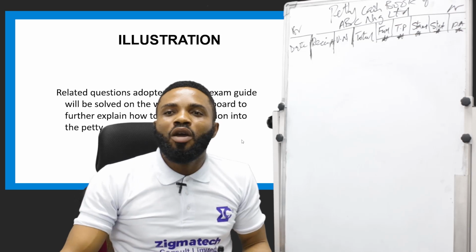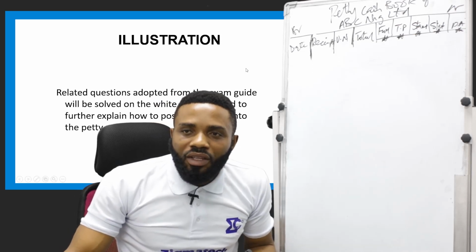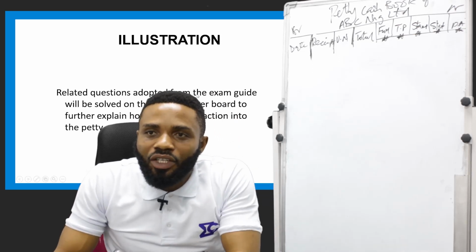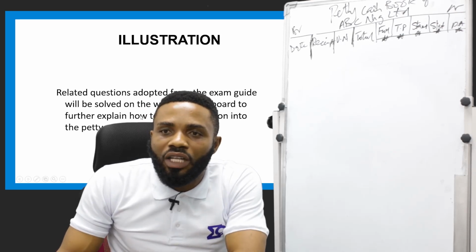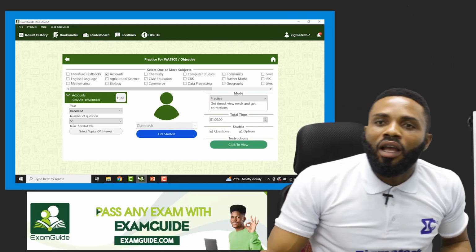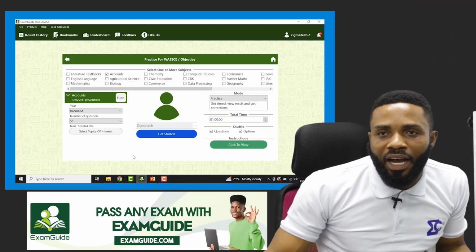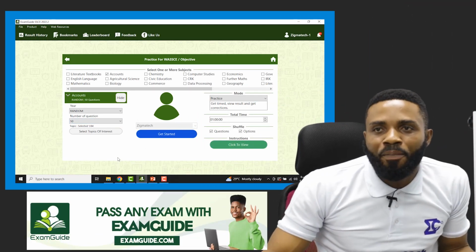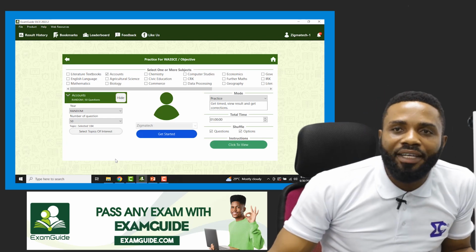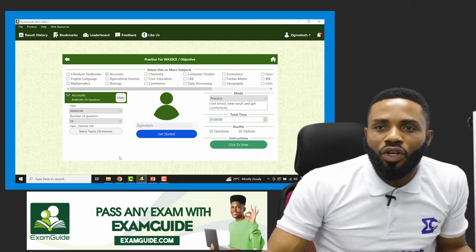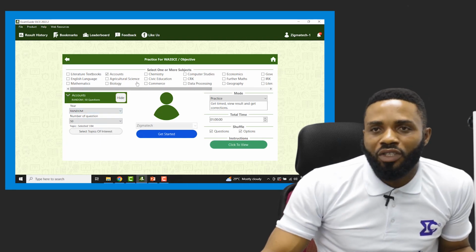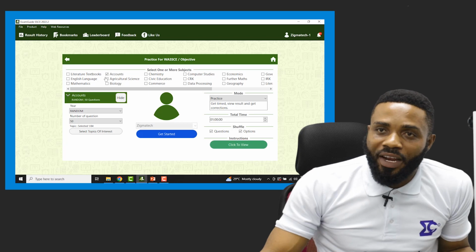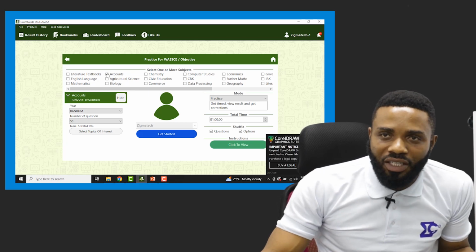So very quickly, we want to go to our exam guide to see if we'll be able to get questions that will help us explain further what we have said so far. Now, when you click on the exam guide, you see this that is showing on the screen, and then you see options for subjects. You see we are doing financial accounting. That is why account is clicked.